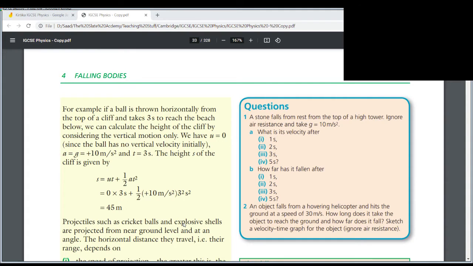So next one would be 20 meter per second, then 30 meter per second, and then 50 meter per second. Yeah, perfect. And then this is how far has it fallen after? So 10 meter per second, 20 meter per second. Meter per second is the unit of velocity. It is not asking that. I was also writing the first answer. All right.